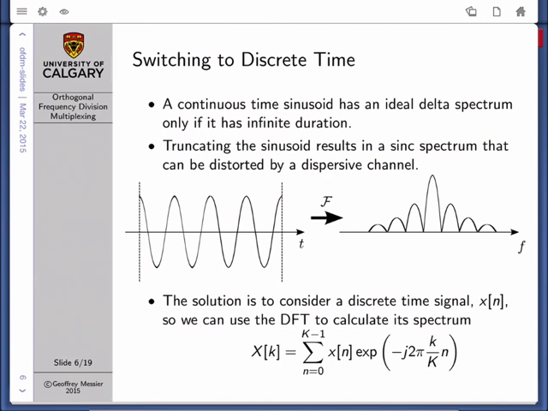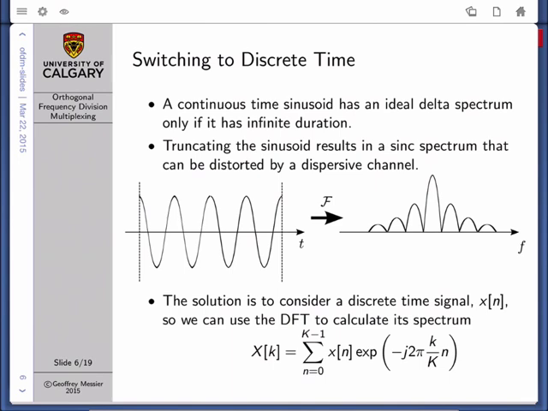The next step is to start thinking about some practical implementation issues. And the first one is that we have to remember that a continuous time sinusoid has an ideal delta spectrum only if it has infinite duration. The reason why this is a problem is because we want to use this sinusoid to transmit information. And so we can't have the sinusoid have a constant amplitude and phase for all time, because then that's not very interesting from an information carrying point of view.